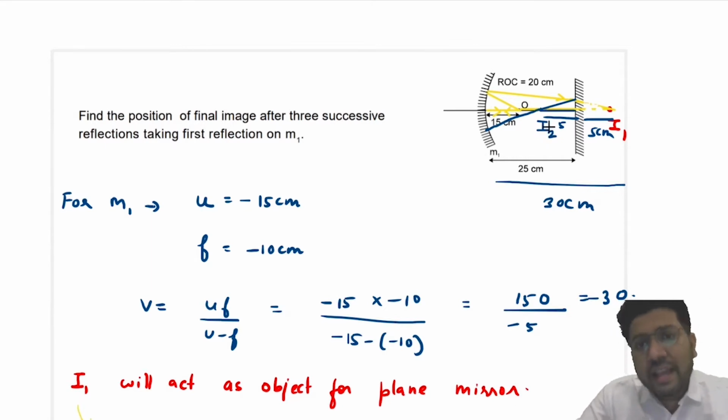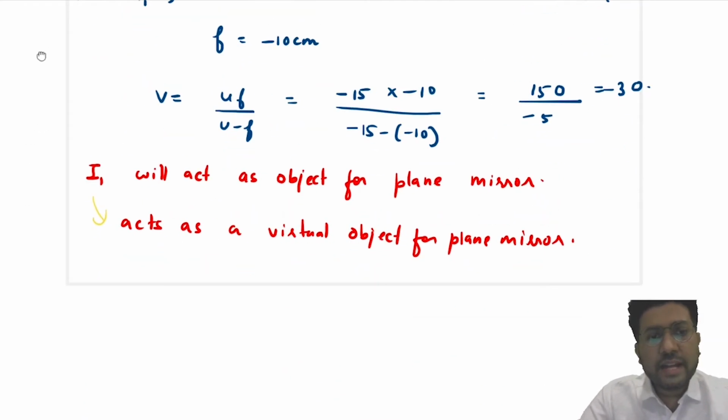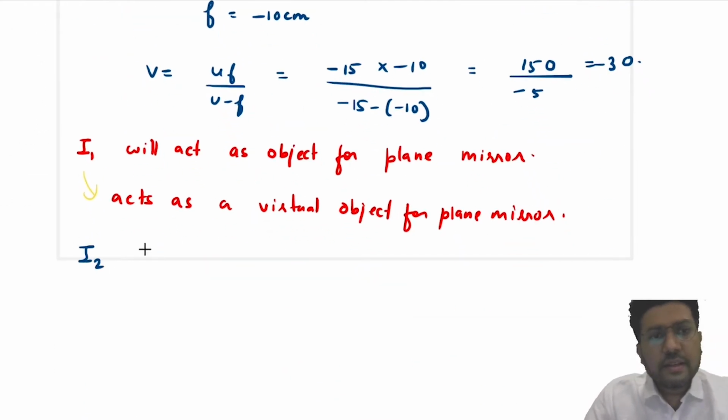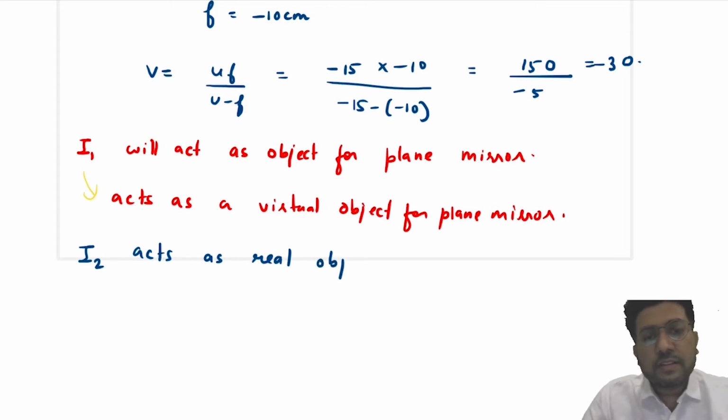So I2 again acts as a real object for the concave mirror. Why real object? Because it is in front of the optical instrument. If anybody is having any problem in understanding the concept of real object and real image, please refer back to my second lecture where we have discussed the definition of object and image. And if you still could not understand, please write it in the comment section.